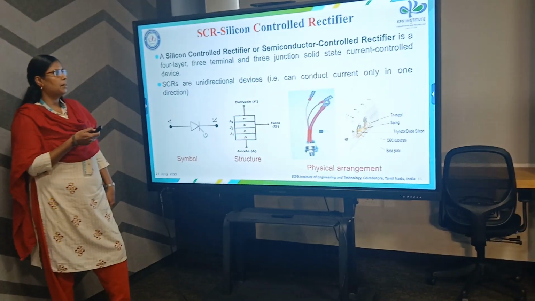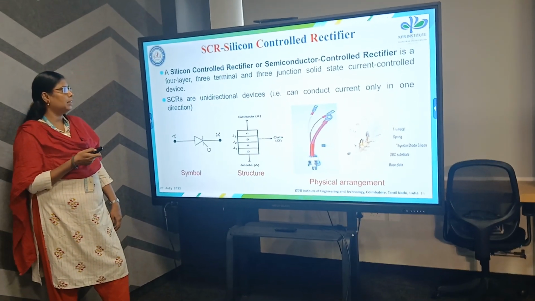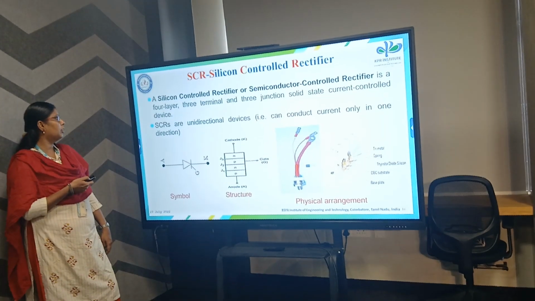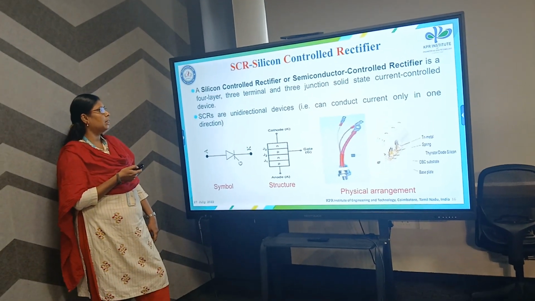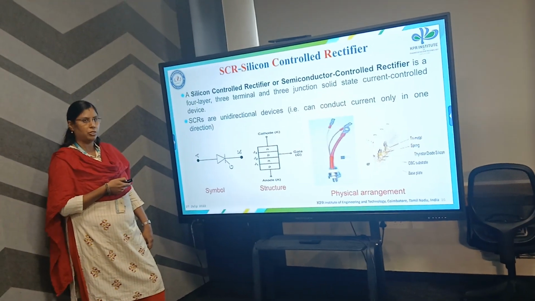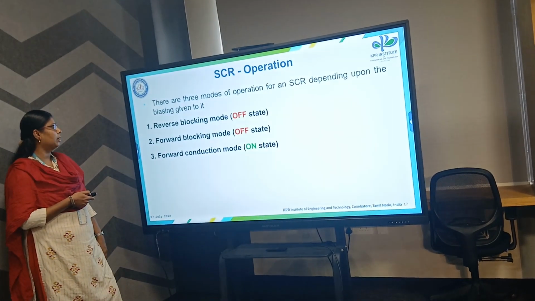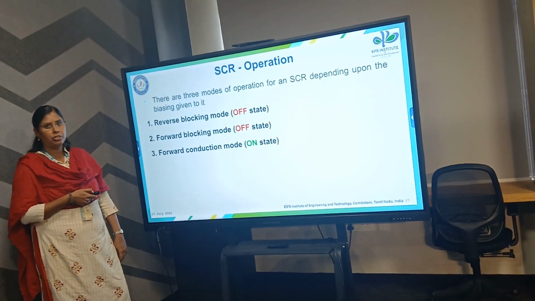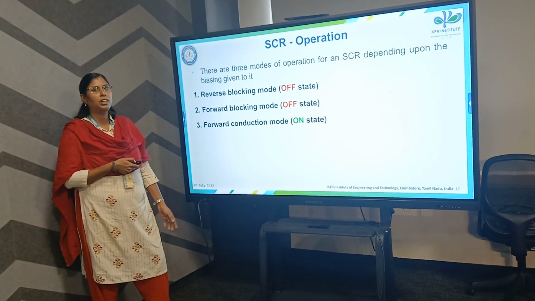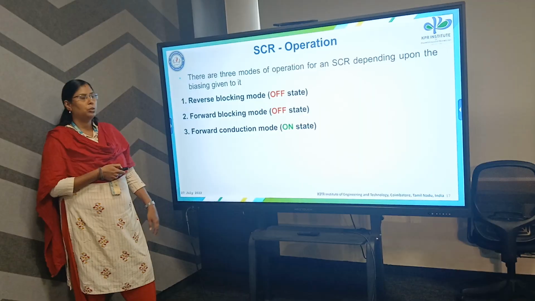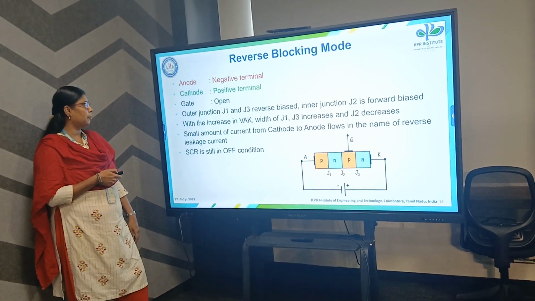The SCR is a silicon controlled rectifier. It is a 4-layer, 3-terminal and 3-junction solid state current control device. SCR is a unidirectional device that can conduct current only in one direction. This is the simple structure and physical arrangement of SCR. We have 3 modes of operation in SCR: reverse blocking, forward blocking and forward conduction mode. The first two are off states and the third one is the on state.